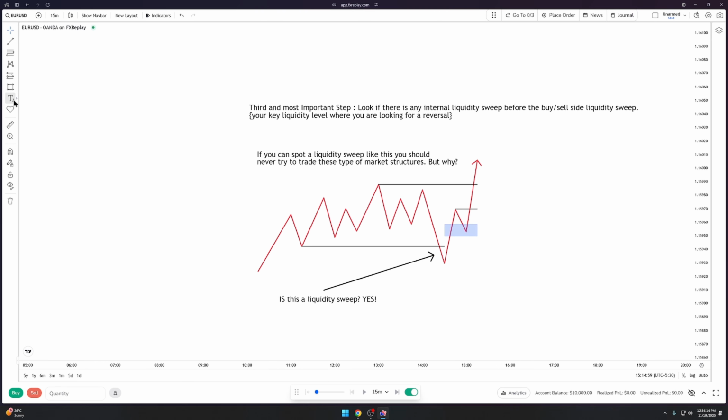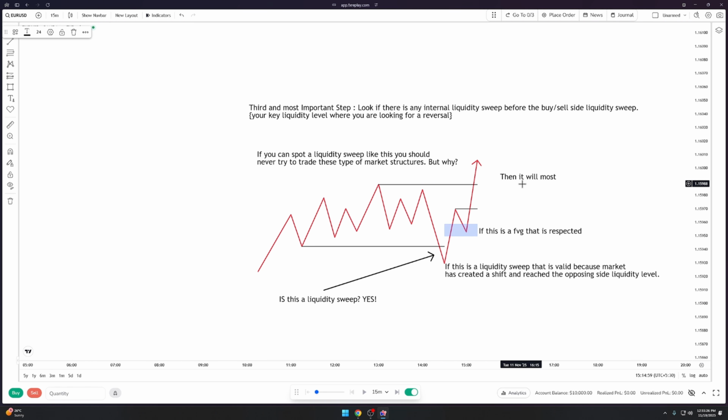Think about this. If this FVG is being respected, which means market didn't invalidate this fair value gap and went higher after retracing back to it. And if this liquidity sweep is valid because price reached the opposing liquidity level, then why are you trying to short a market where the structure is clearly telling you it wants to go higher? If the market structure looks like this, it will most likely continue higher and will not retrace until a major liquidity level gets taken out.